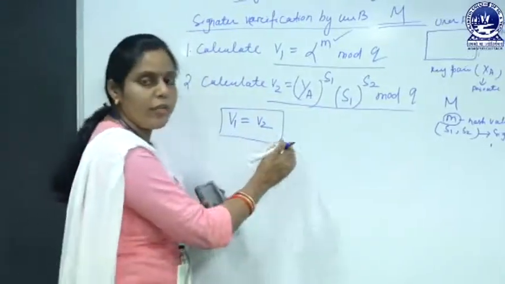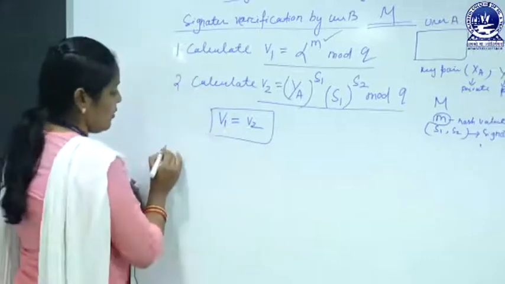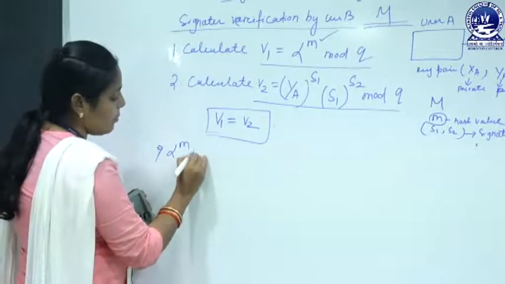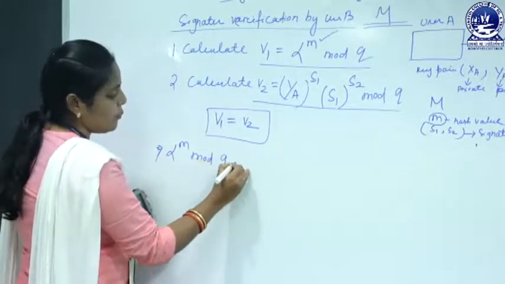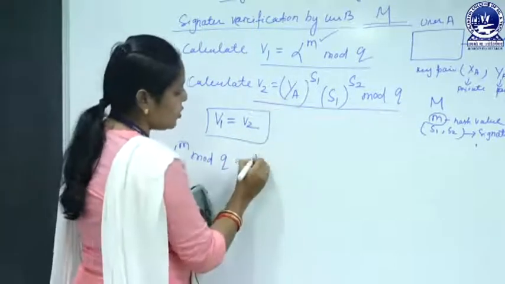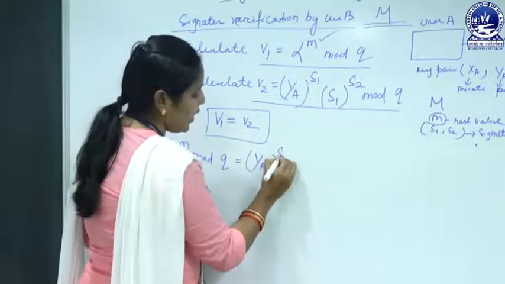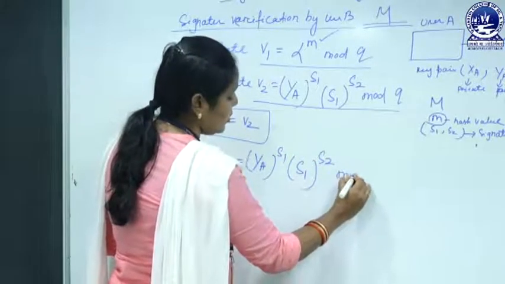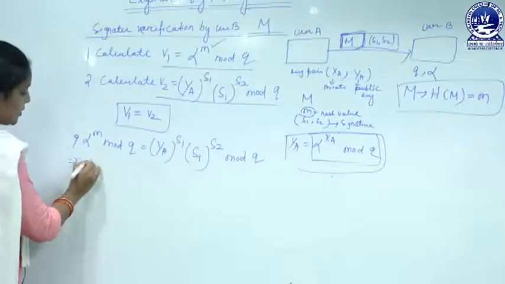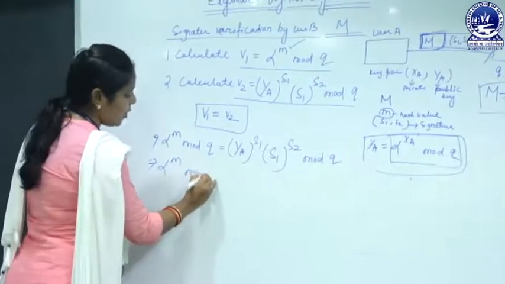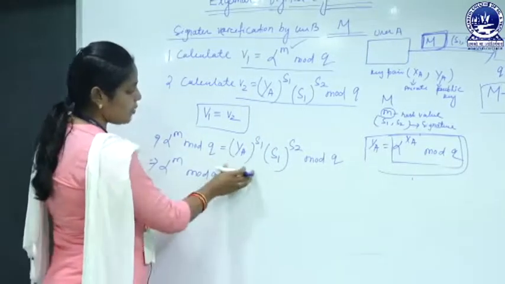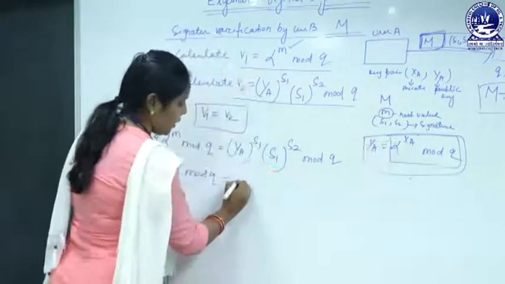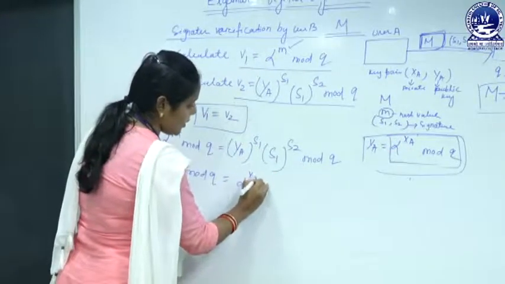Suppose here we are taking V1 equal to V2. Now write the V1 value. Here the V1 value is alpha to the power m mod q. Now the V2 value is ya to the power s1, then s1 to the power s2 mod q. Next, alpha to the power m mod q is equal to, here we replace the ya value, that is alpha to the power xa mod q, so alpha to the power xa s1.